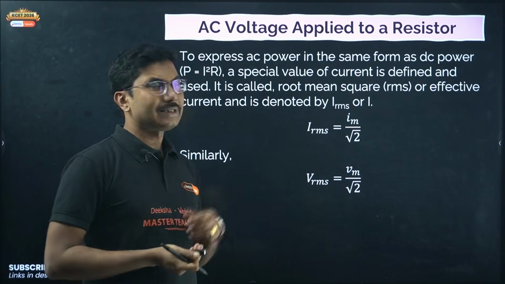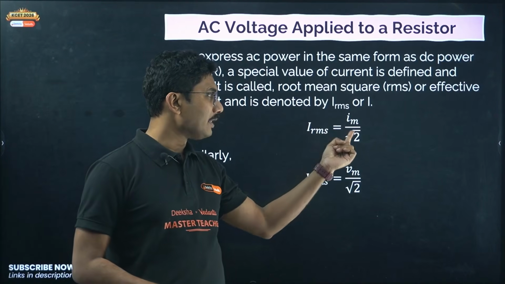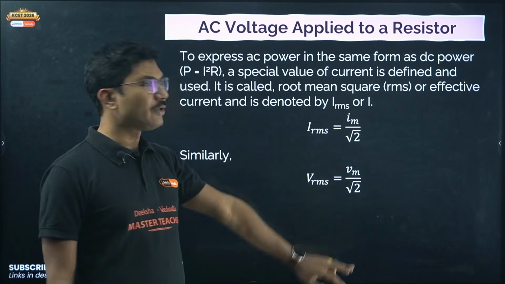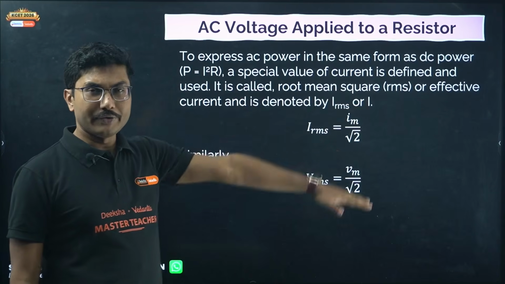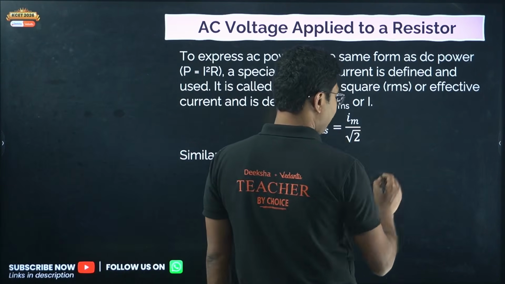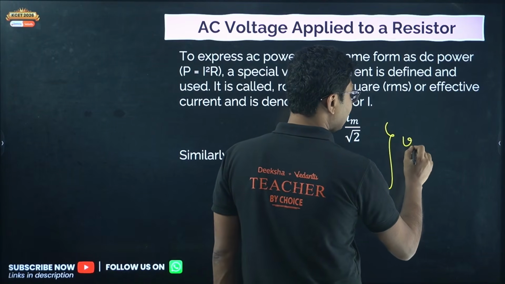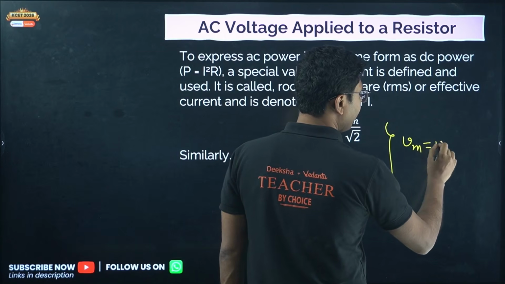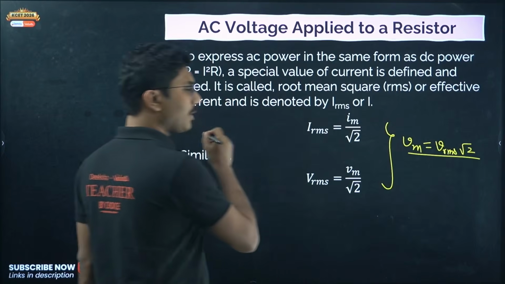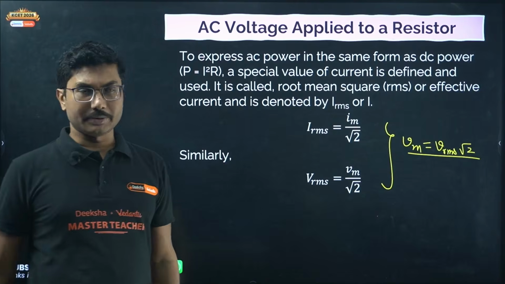Okay, so IRMS is the DC equivalent of AC current, and that is given by Im divided by √2, and similarly VRMS is given by Vm by √2. So when you divide the maximum value of current by √2, you get IRMS. Similarly, if IRMS or VRMS is given, suppose you are trying to find the maximum voltage from VRMS, then it will be VRMS times √2. Okay, this can also sometimes be very, very handy. So IRMS and Im are related through this relation.